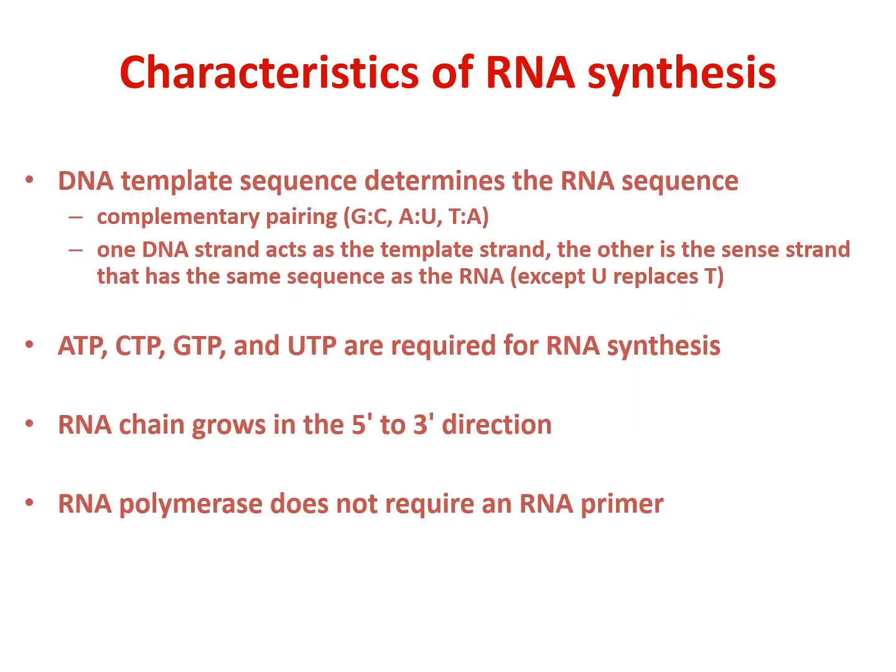RNA synthesis requires several components to perform the reaction. First of all, we need a DNA template, which acts as the template to form the complementary RNA sequence. Again, in RNA synthesis, we use uracil to replace thymine. So we require ATP, CTP, GTP, and UTP for RNA synthesis. The RNA chain grows in the 5' to 3' direction, just like DNA synthesis. The only difference is that RNA polymerase does not require an RNA primer. Remember that when we discussed DNA synthesis in DNA replication, it always requires an RNA primer to provide the hydroxyl group to initiate the DNA synthesis. But RNA polymerase does not require the RNA primer.